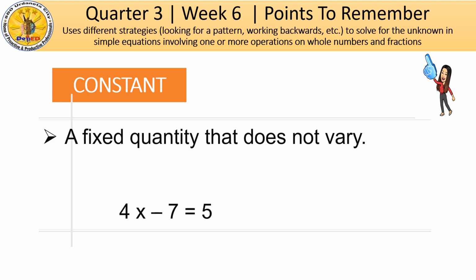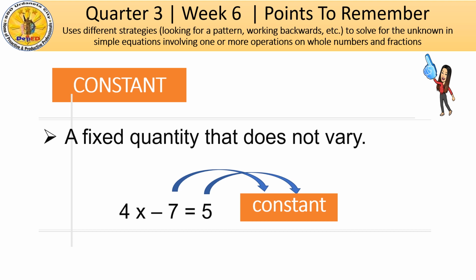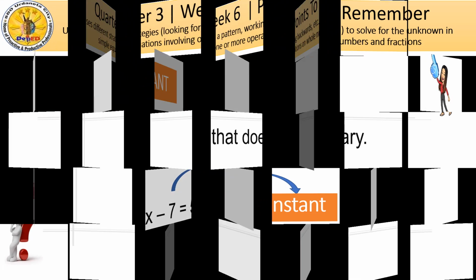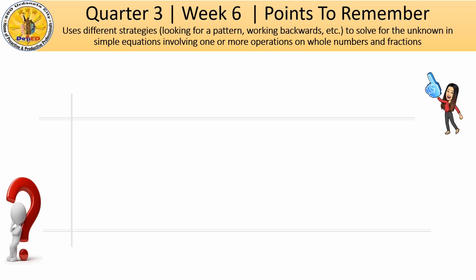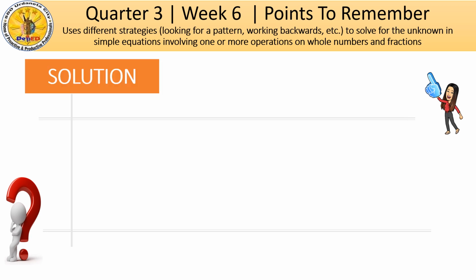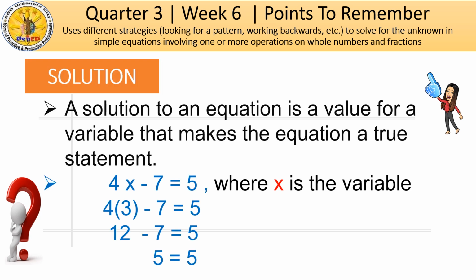Constant, a fixed quantity that does not vary. In 4x minus 7 is equal to 5, 7 and 5 are the constant numbers. When we say solution, a solution to an equation is the value for a variable that makes the equation a true statement.